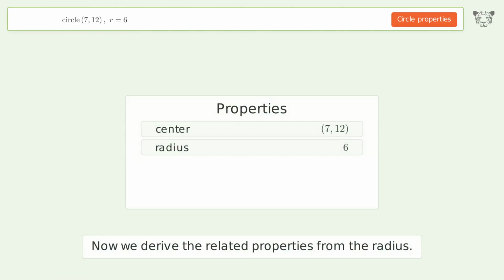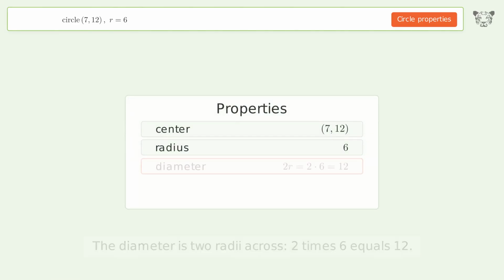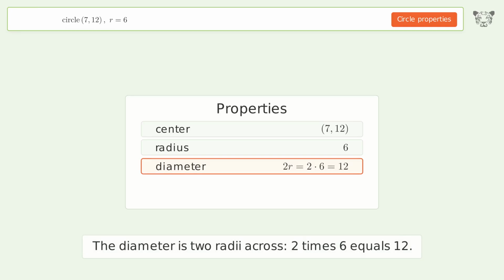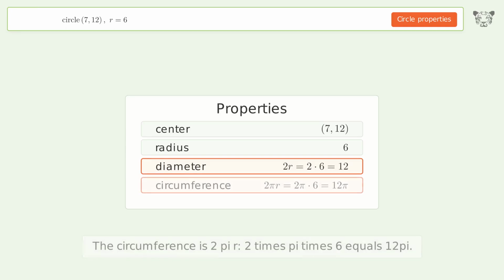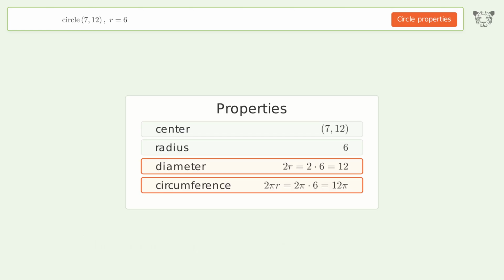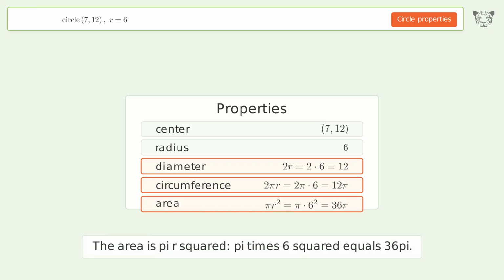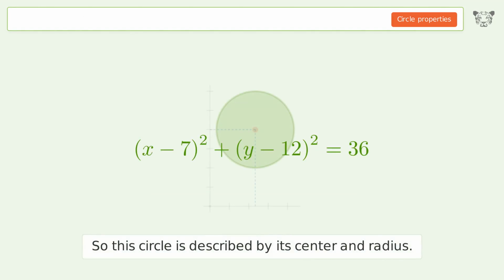Now we derive the related properties from the radius. The diameter is 2 radii across, 2 times 6 equals 12. The circumference is 2 pi r, 2 times pi times 6 equals 12 pi. The area is pi r squared, pi times 6 squared equals 36 pi. So this circle is described by its center and radius.